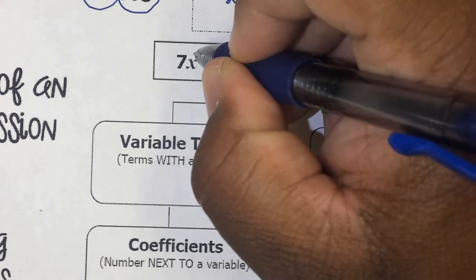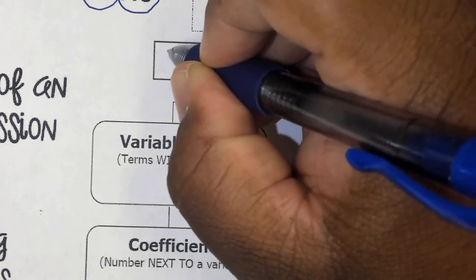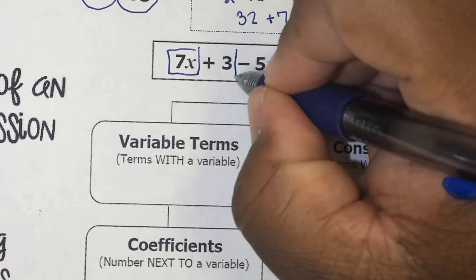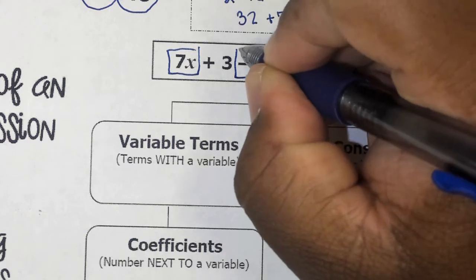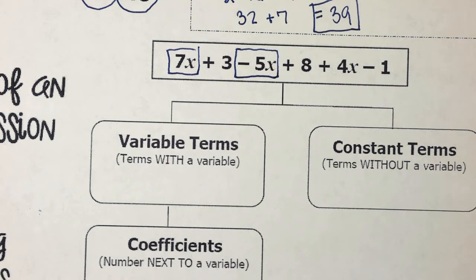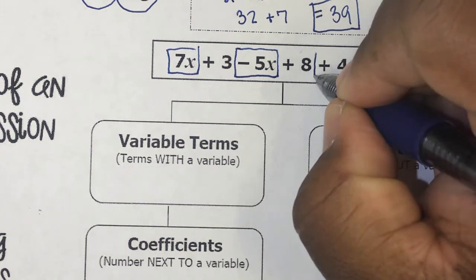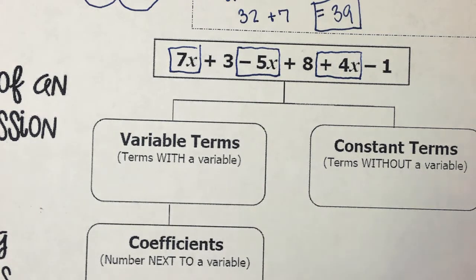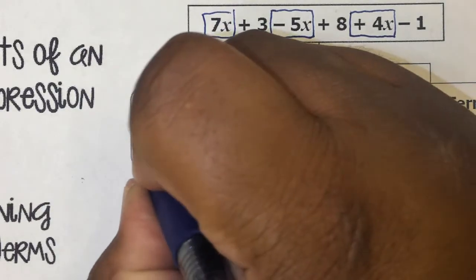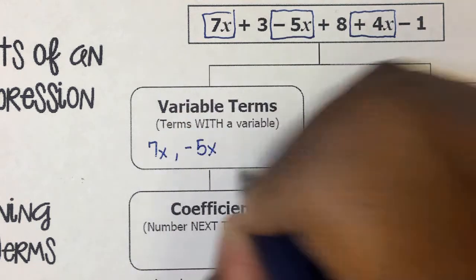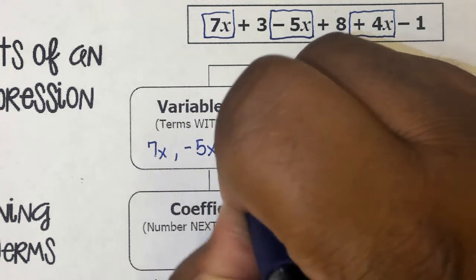A little louder. Don't be ashamed, bro. 7x. Say it one more time. Good. Negative 5x. That whole thing, the sign and all. And what else? Yeah, 4x, a positive 4x. These are my variable terms: 7x, negative 5x, and then positive 4x.